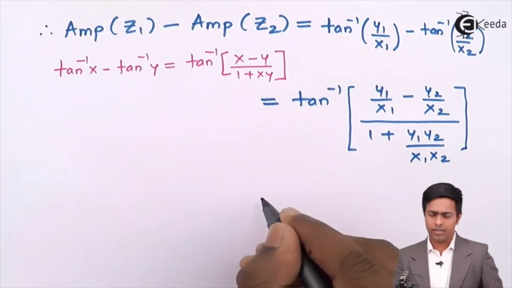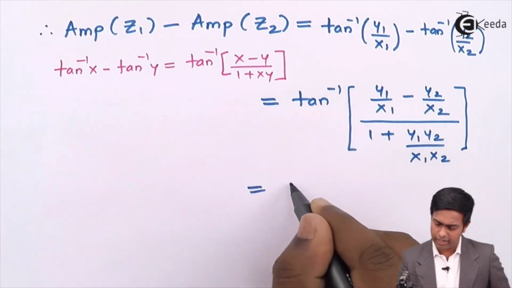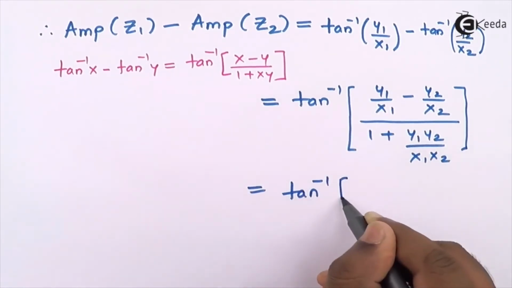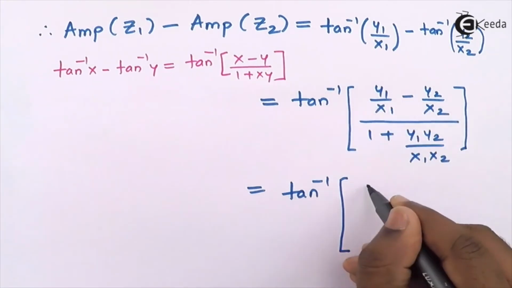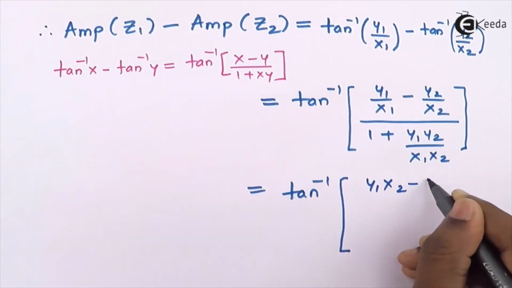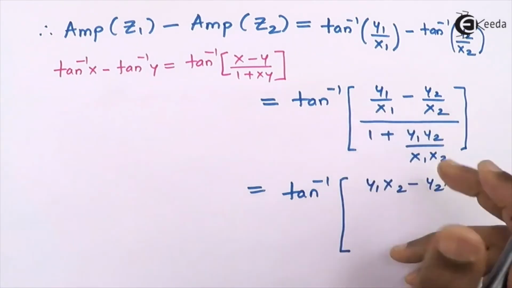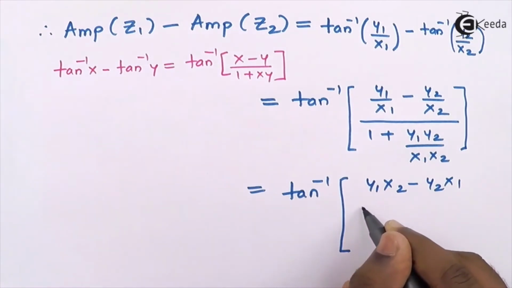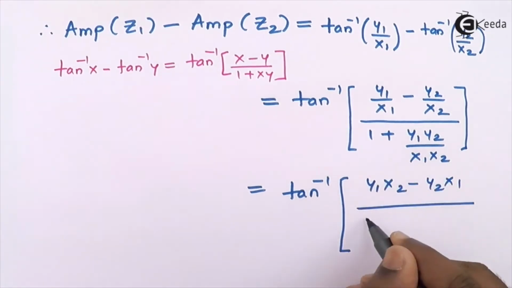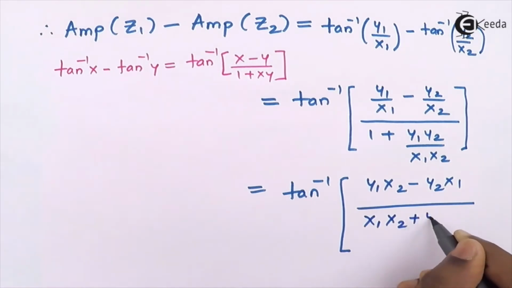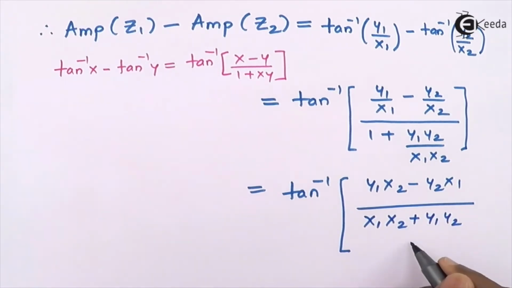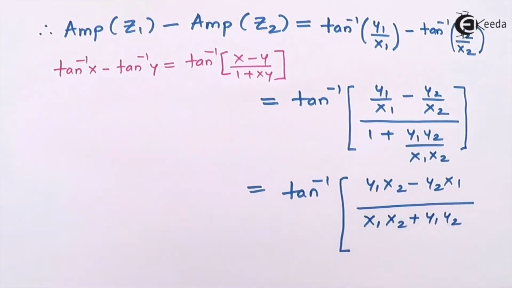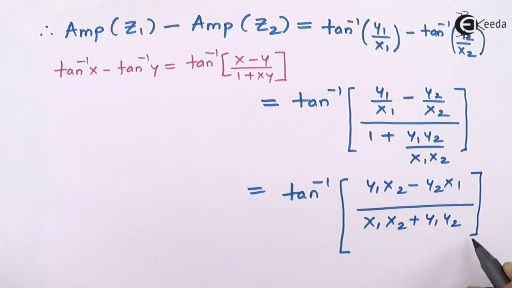Now let's simplify it. By doing that, here we will get tan inverse of, this will become y1 x2 minus y2 x1 upon x1 x2. Similarly, in the denominator we will get x1 x2 plus y1 y2 upon x1 x2, and guys, we can cancel that x1 x2 from numerator and denominator, and for that I'm not writing that term itself. So we got this result.